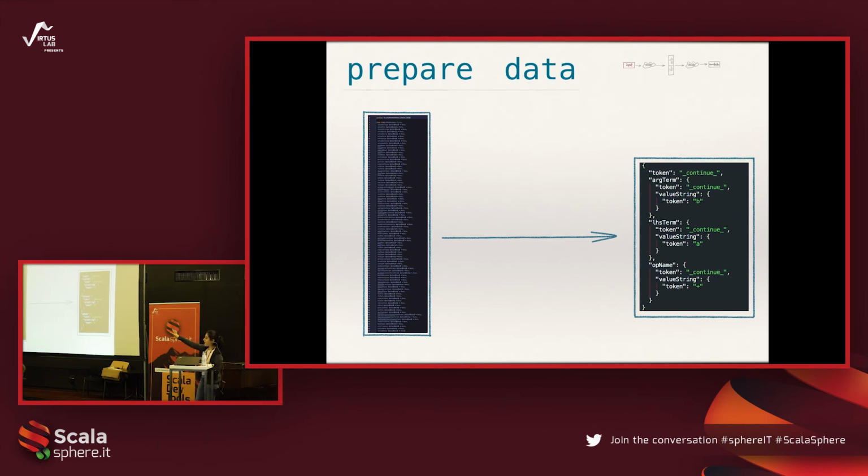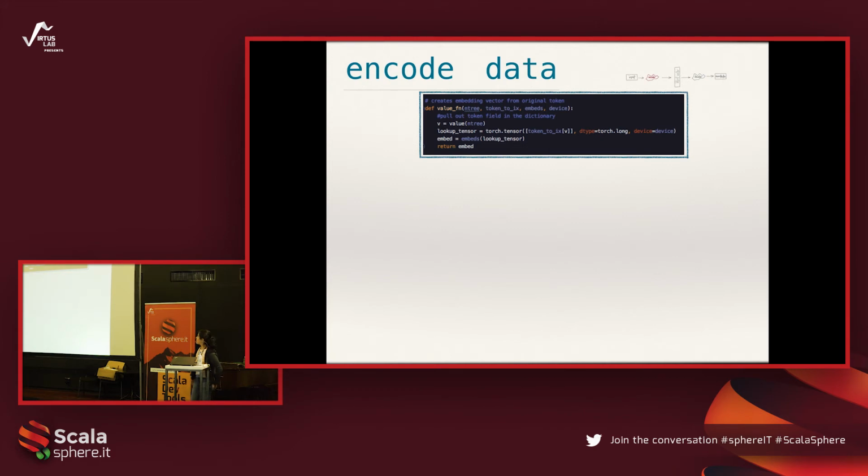Finally, what actually comes out of the Scala side of this library is a JSON file, which we dump to a Python dictionary, and then have the PyTorch tree LSTM library use that as the input for the model. Great. So you dump the data into a Python dictionary. The first thing you want to do is basically create an embedding vector from the original token that we saw in just the previous slide.